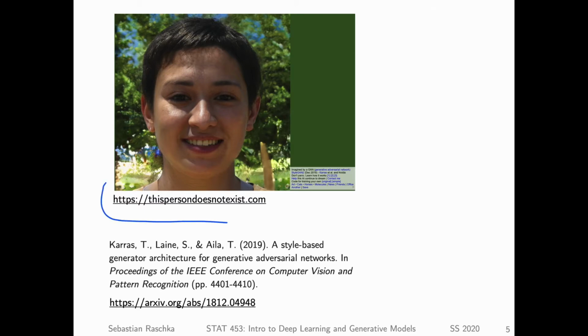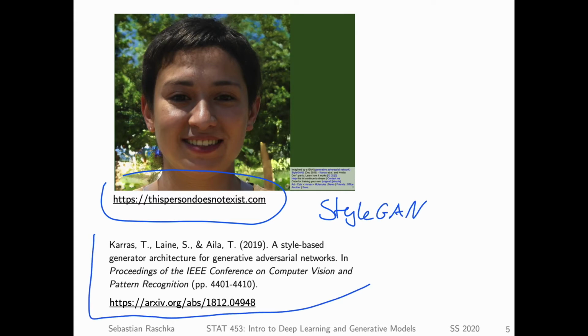So this is a picture from this website here. Every time you refresh the website, you will see a new face image, but all of the face images here are generated by a GAN, so they don't actually exist. They are really entirely made up by the GAN. And this is based on a so-called style GAN. You can find the details in that paper here.